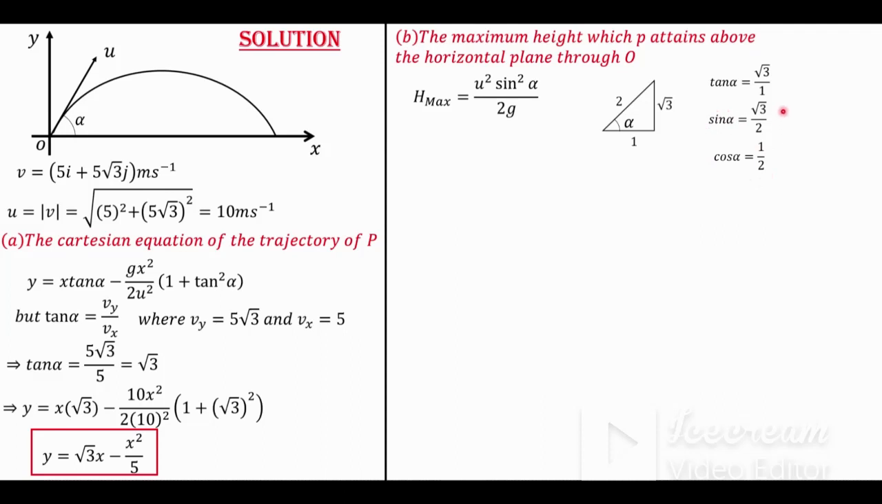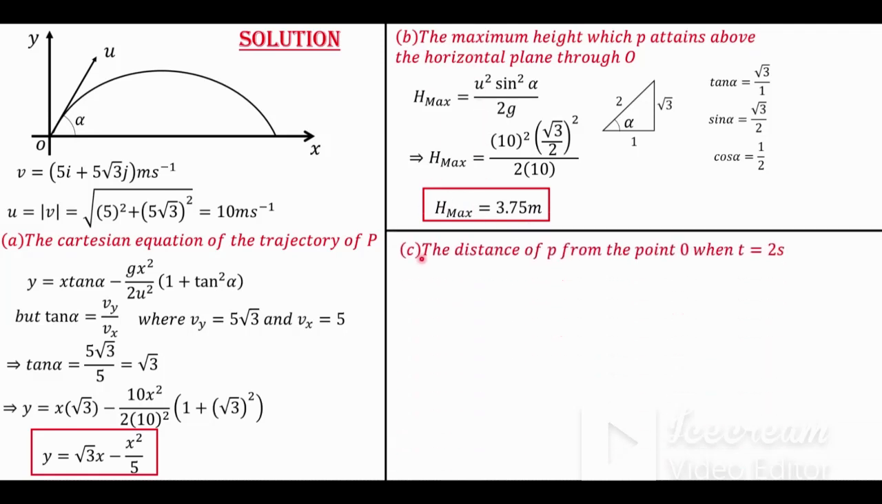We can therefore substitute the value of sine alpha in this formula for the maximum height. Substituting, we get h max equals u, which is 10 meters per second, squared, times square root of 3 divided by 2, all squared, divided by 2 times acceleration due to gravity, that is 2 times 10. Simplifying, we obtain h max, the maximum height which P attains above the horizontal plane through O, to be 3.75 meters, which was what was being asked in the B part of the question.